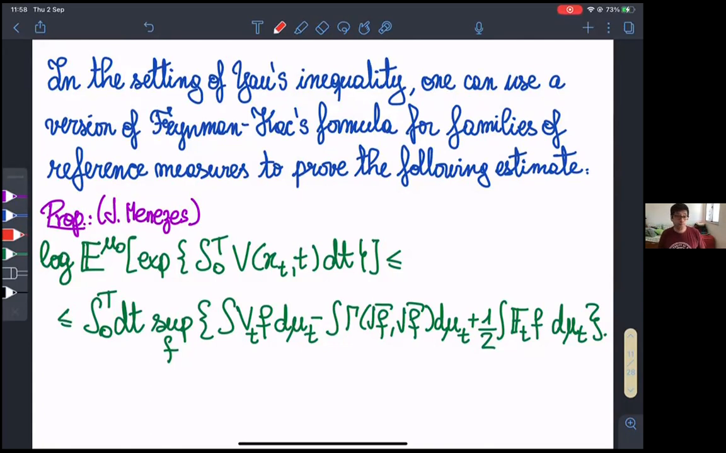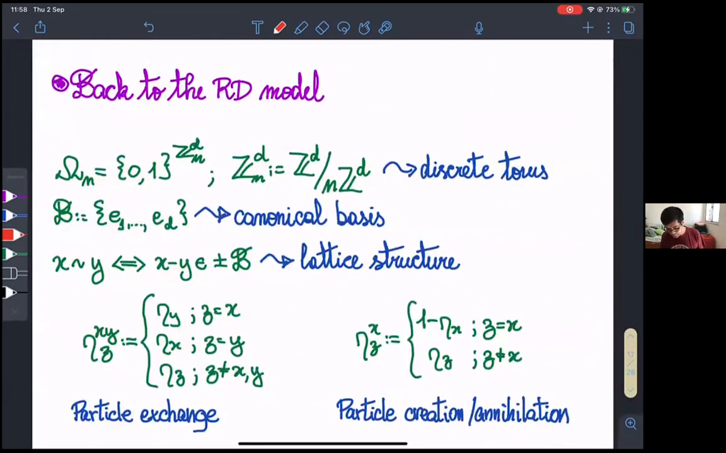Let's say this is the general theory, and now let's go back to our particular example of the reaction diffusion model. So let's see how this general theory applies to the reaction diffusion model. Okay, so here I threw in some definitions, so you somehow remember what this reaction diffusion model was.